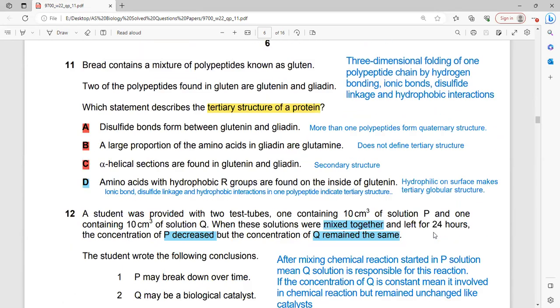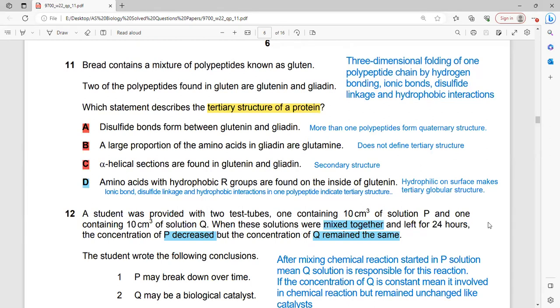The bread contains a mixture of polypeptides known as gluten. Gluten is a type of protein present in the bread to entrap the carbon dioxide molecules to produce dough. Two polypeptides are found in gluten: glutenin and gliadin. So there are 2 polypeptides present in gluten, that's our glutenin and gliadin.